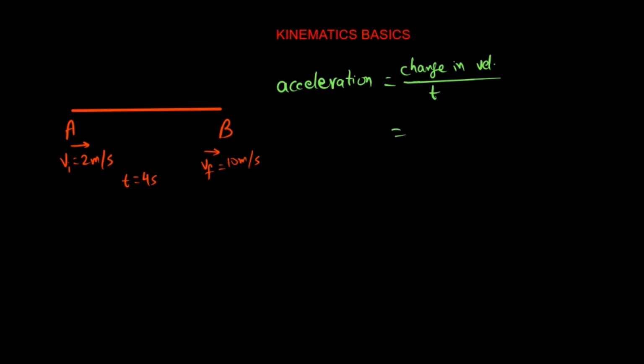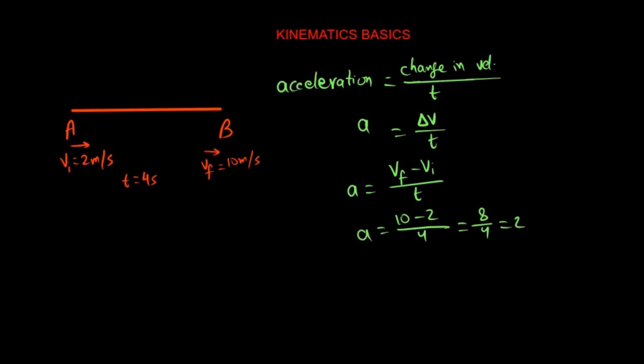Change in velocity is also written as delta v. Delta means change, v is velocity. And change is always given final minus initial. The final is 10, initial is 2, time was 4, so it's 8 over 4 or 2. The unit of acceleration is meters per second square. That would be the acceleration in this case. Those are the basic definitions.